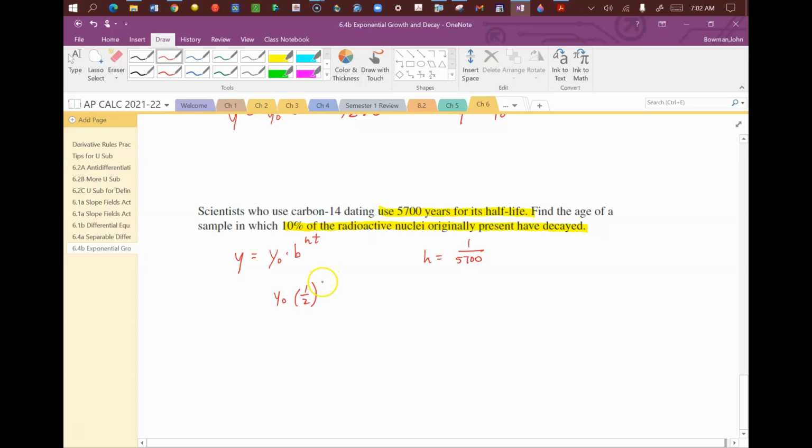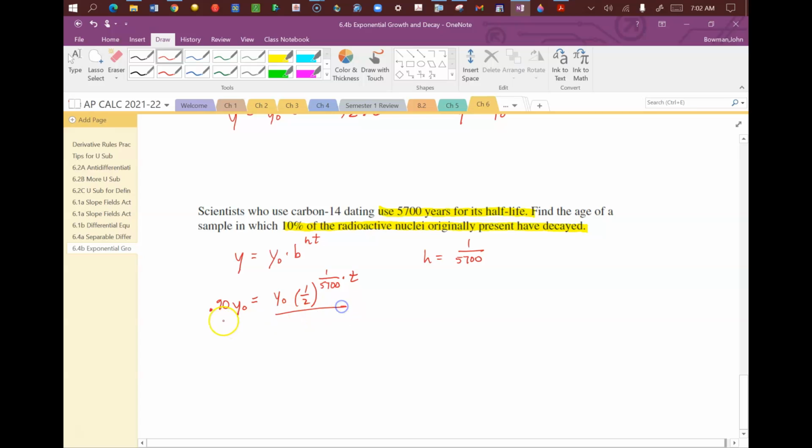So we have 1 over 5,700 times t. And why would that be? Because after one half-life, 5,700 years, our exponent would be 1, so we would multiply by 1/2. And in this case, we're being told that the sample is one in which 10% of the radioactive nuclei originally present have decayed. So basically what we're saying is we have 90% of the original amount. So that's our setup. At this point, we're simply solving for t.